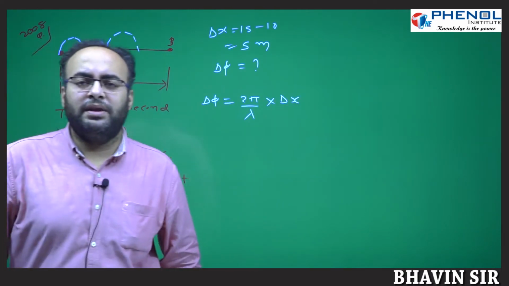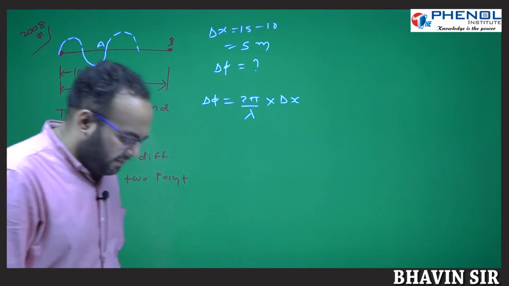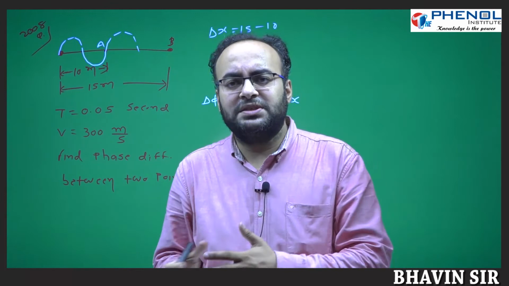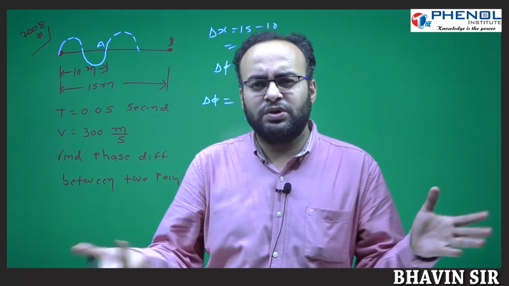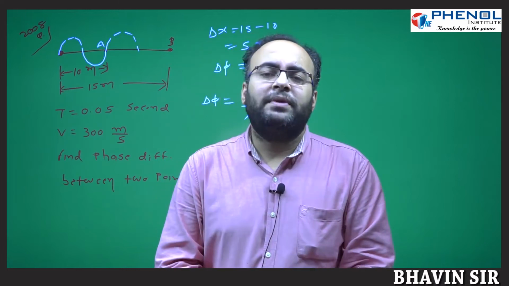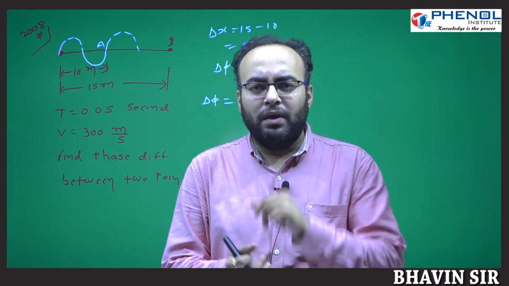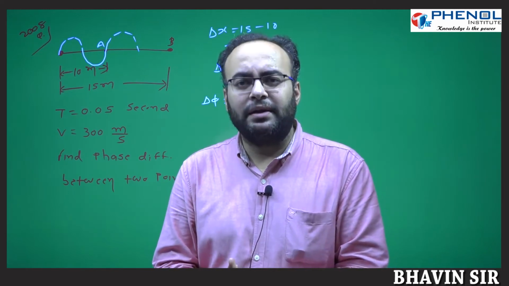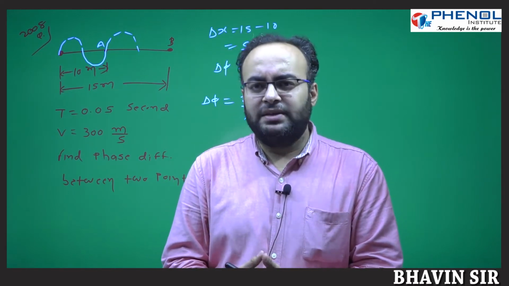And now what is the formula for phase difference? 2 pi by lambda into delta x. Delta x is known as the distance between two particles, or it is also known as path difference. Students, that formula we used in wave optics also. So that formula we can use in wave optics.